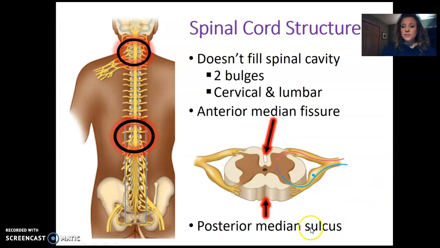On the posterior side, you have a sulcus, the posterior median sulcus. A sulcus is not as deep as a fissure, but it's still a separation. So fissure front, that's how I remember where the front of the spinal cord is. And that's going to be where this arrow is right here.